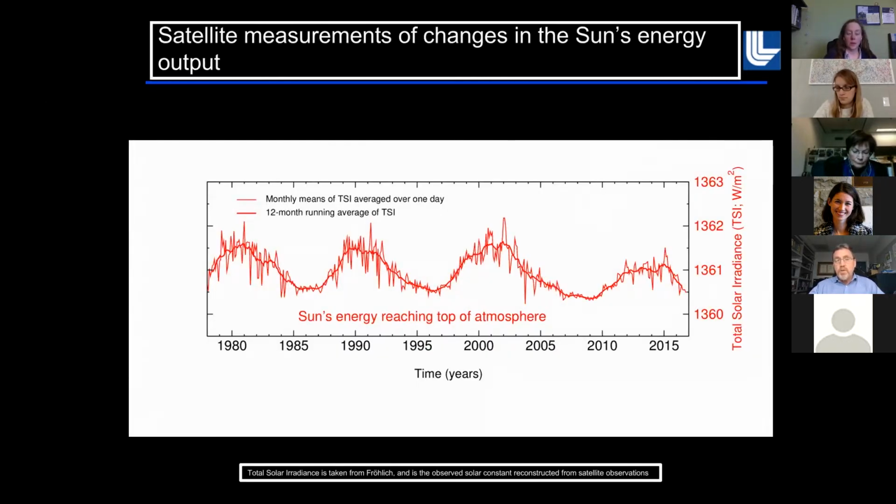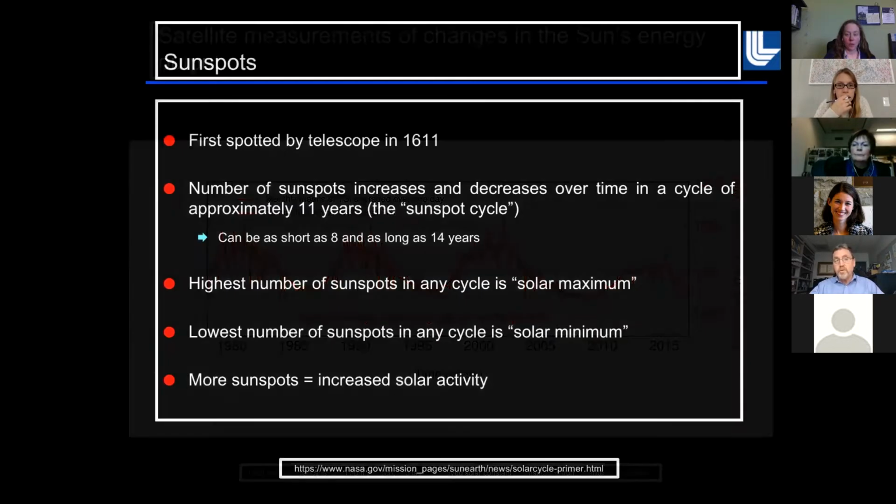So since the late 1970s, we have measurements from space of the sun's energy output. And that's what you see here. These are measurements of the amount of the sun's energy, something called total solar irradiance, that reaches the top of the atmosphere. And you can see these nice, roughly 11-year solar cycles. You can also see that over the period we've actually monitored the sun's energy output from space, there's been no overall increase. So what's going on with these 11-year cycles?